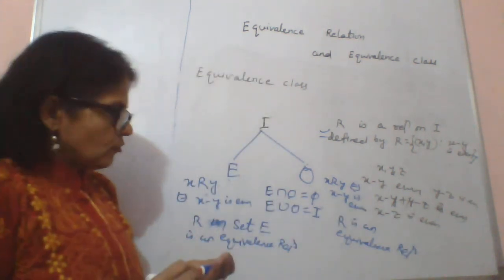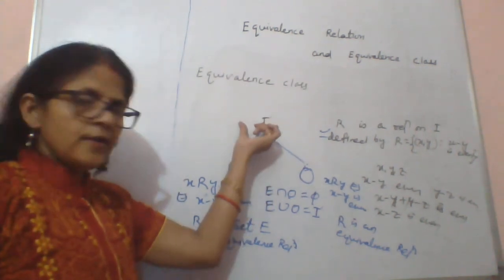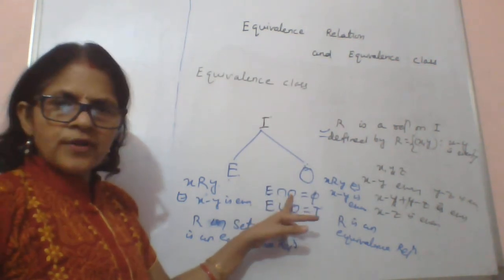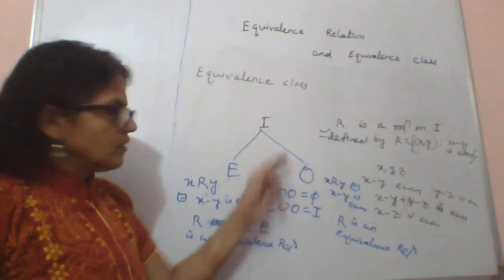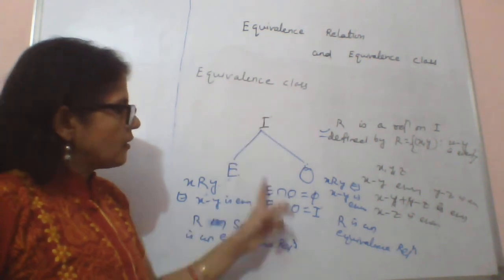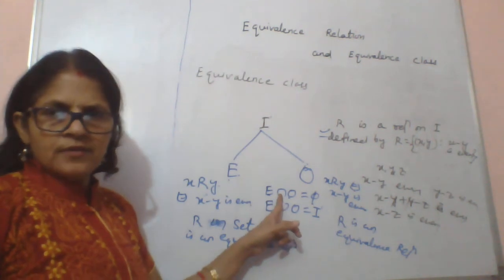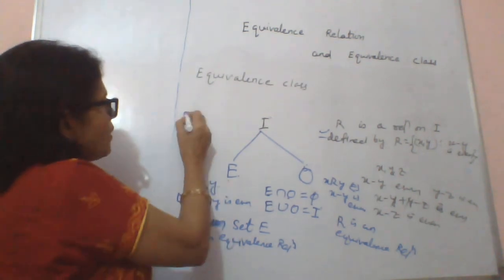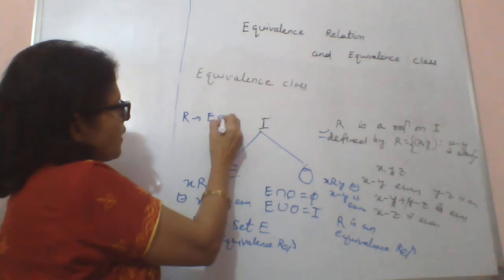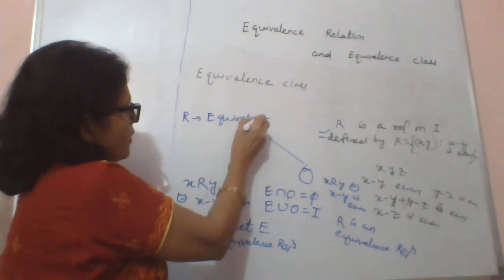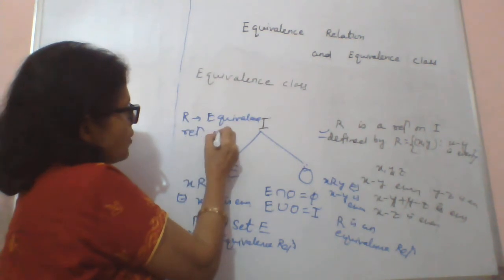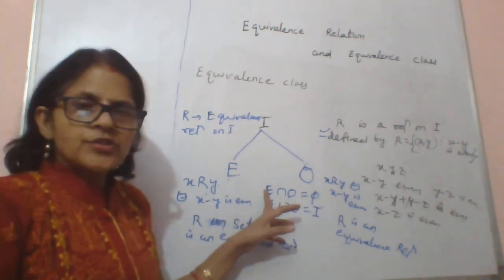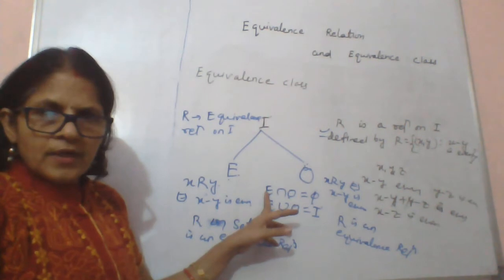Okay, so here 2-3 points we need to summarize. First thing, I is split into E and O, where E and O are two disjoint subsets of I, right? So we have split I into two disjoint subsets, and R is an equivalence relation on I.